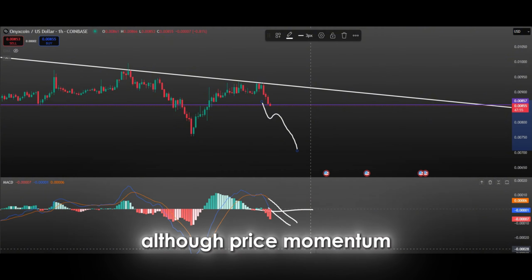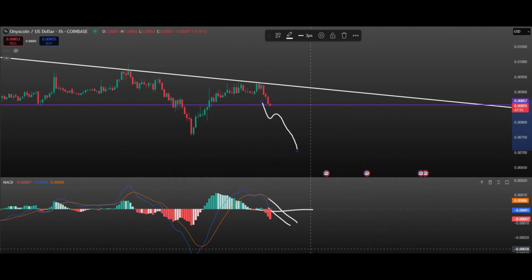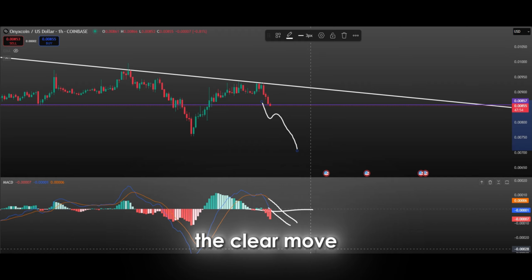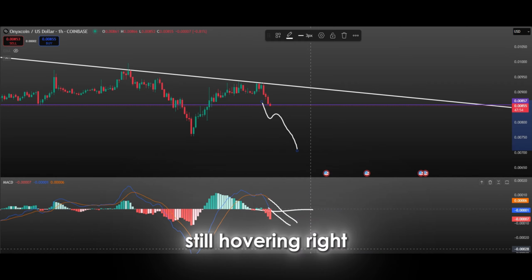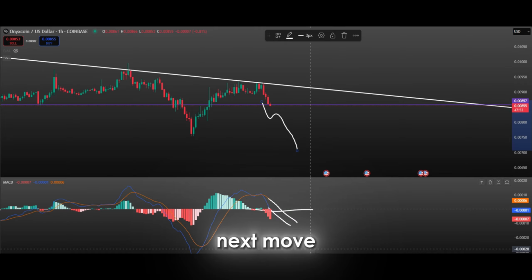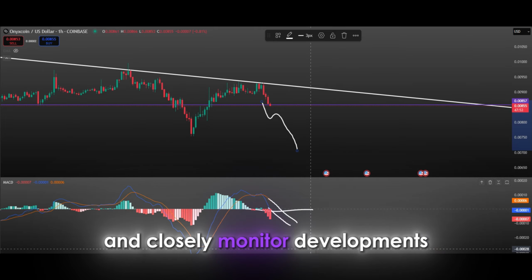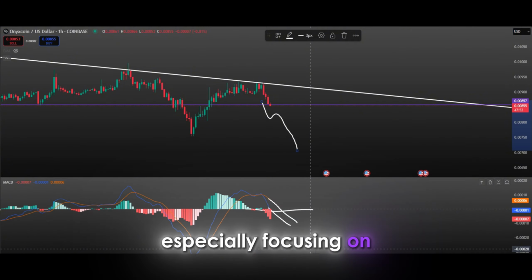This means that although price momentum seems to be weakening, the market has not yet made the clear move that will determine its direction. The MACD is still hovering right above the zero line, indicating that the market is in a phase of indecision when it comes to determining its next move. In such moments, it's essential for investors to be patient and closely monitor developments, especially focusing on the future movements of the MACD.